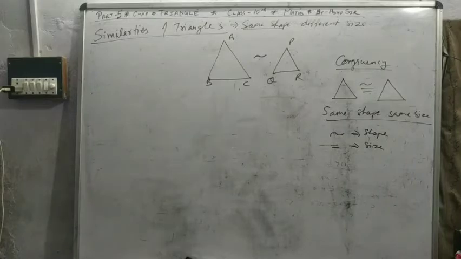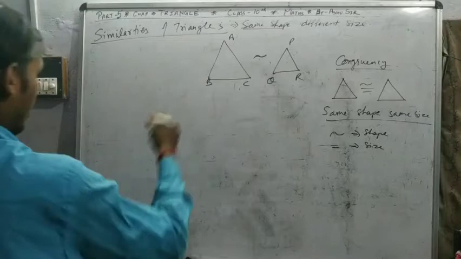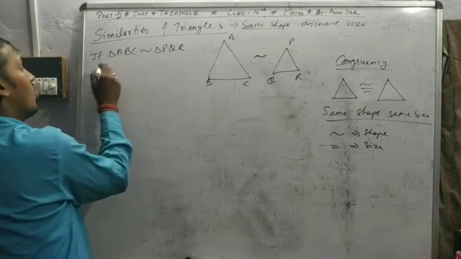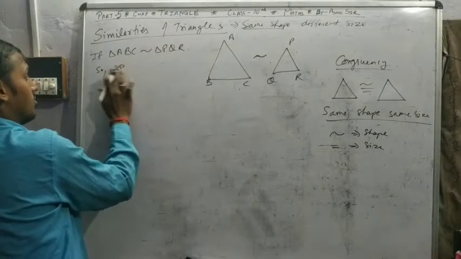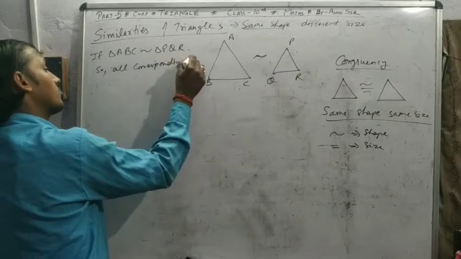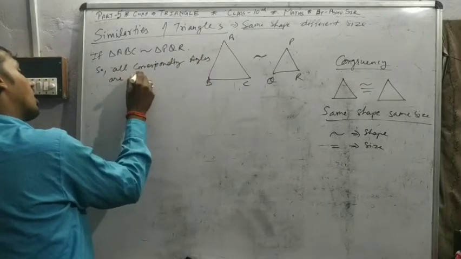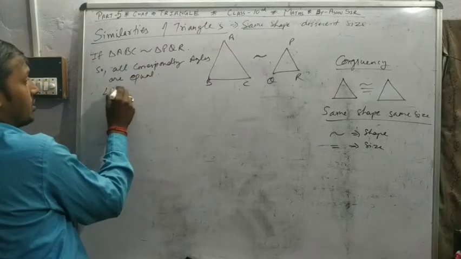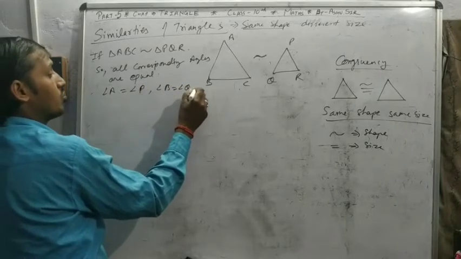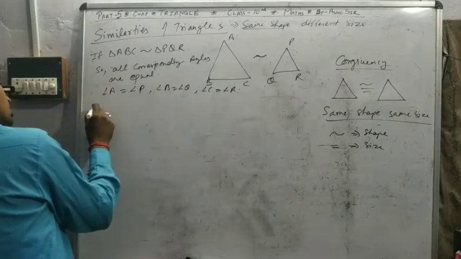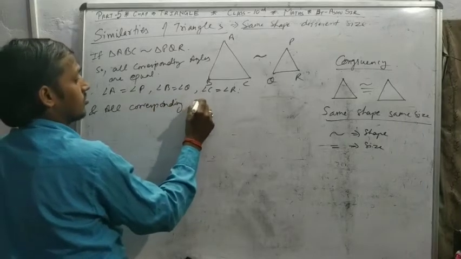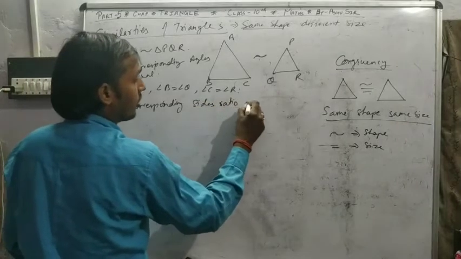So if two triangles are similar, means if triangle ABC is similar to triangle PQR, then all corresponding angles are equal, means angle A is equal to angle P, angle B is equal to angle Q, angle C is equal to angle R, and all corresponding sides' ratios are equal.